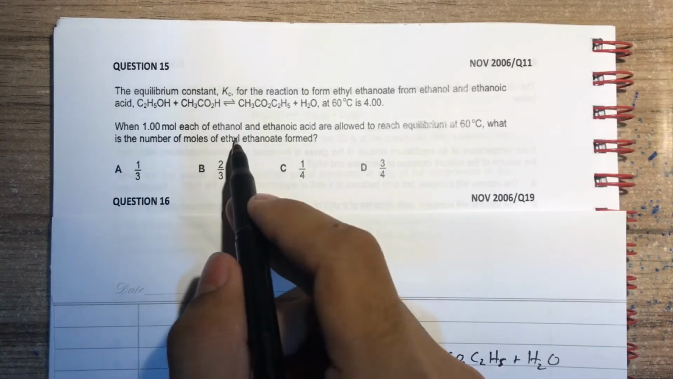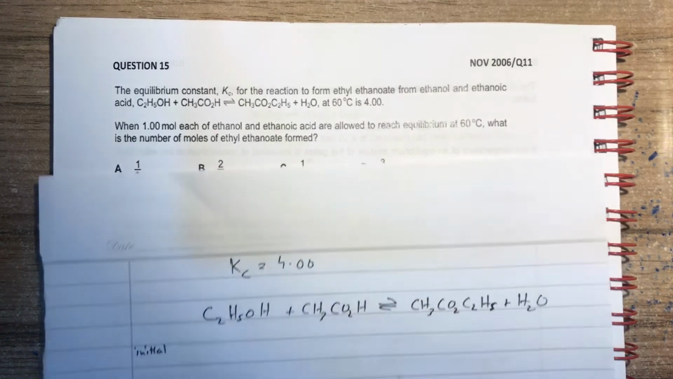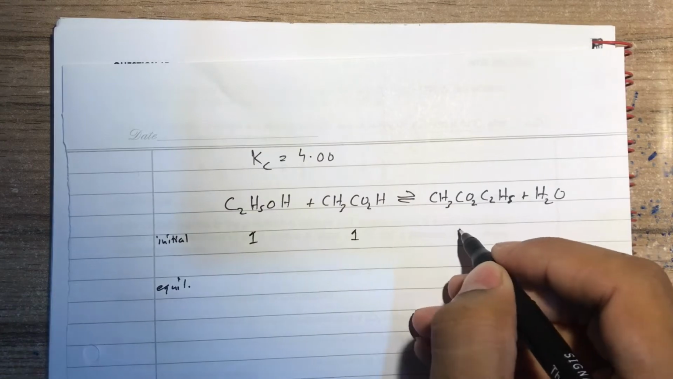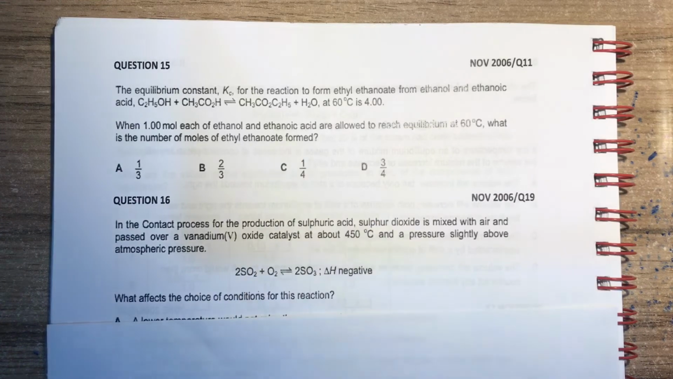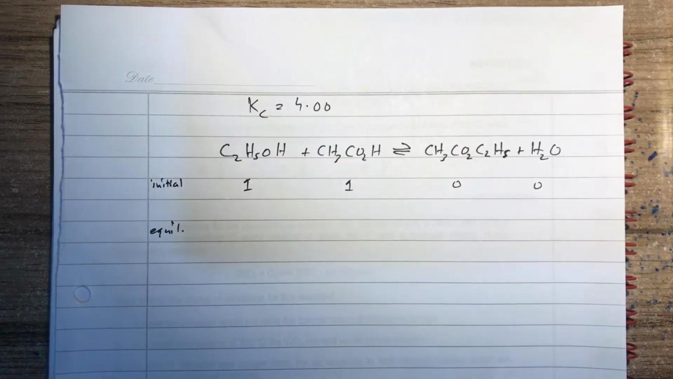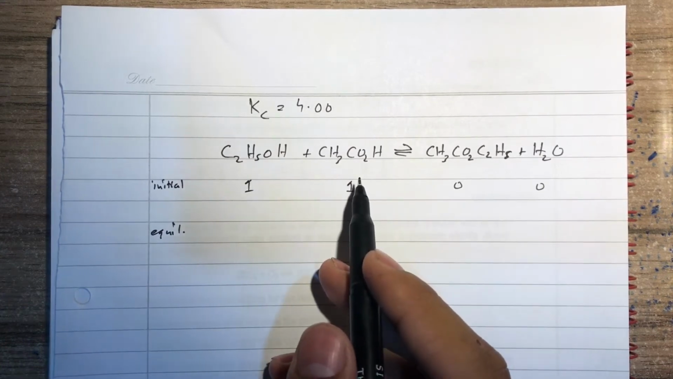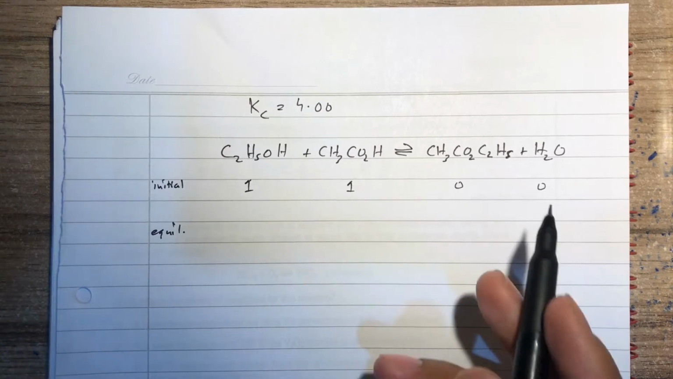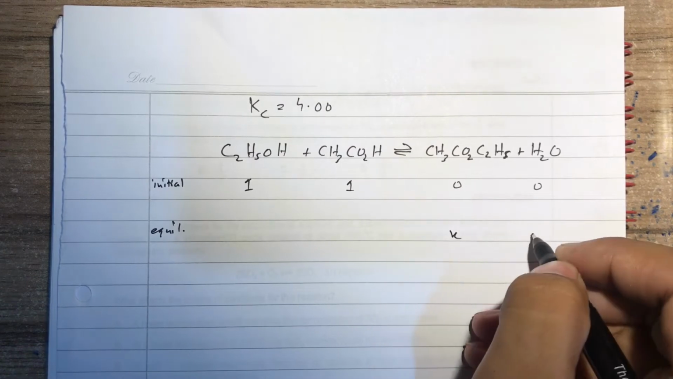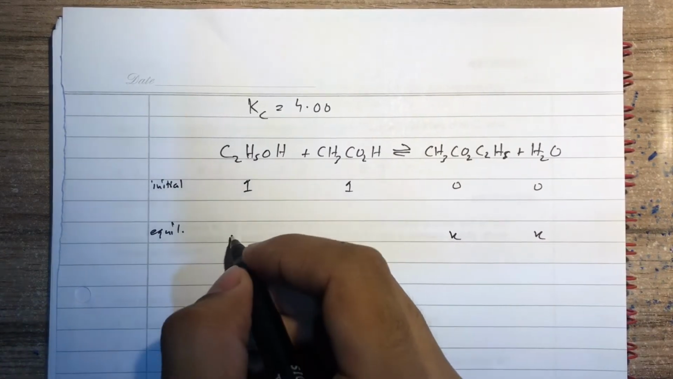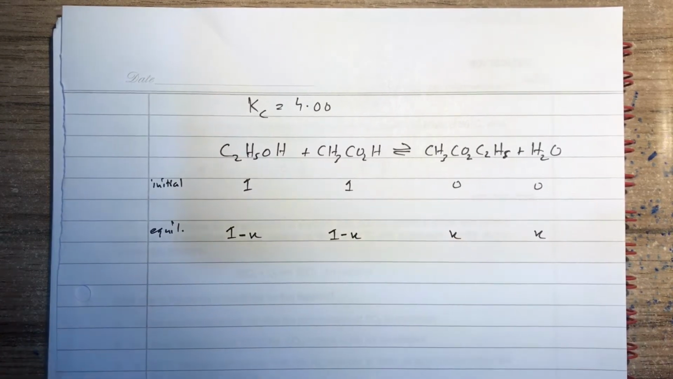It's given 1 mole each of ethanol and ethanoic acid allowed to reach equilibrium. So initial moles are 1 mole of ethanol and 1 mole of ethanoic acid: 1, 1, 0, 0. What is the number of moles of ethyl ethanoate formed? Let's assume that X moles of ethanol and X moles of ethanoic acid reacted, forming X moles of ethyl ethanoate and X moles of water. So at equilibrium, X moles of water and ethyl ethanoate were formed, and X moles of ethanol and X moles of ethanoic acid were used, so they will decrease by X.